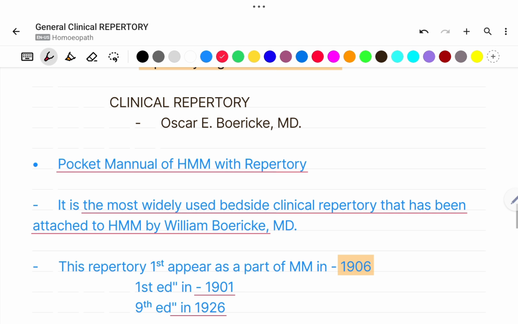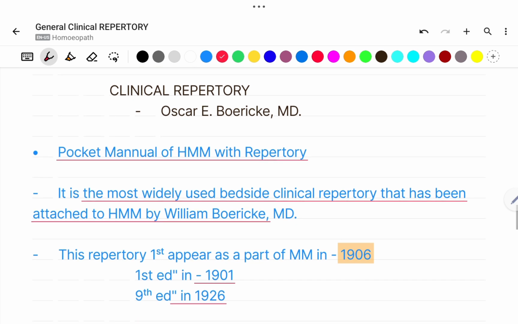In university exams, a question is also asked: write about your favorite repertory. So you can write about this repertory, because this clinical repertory is a widely used bedside repertory nowadays.